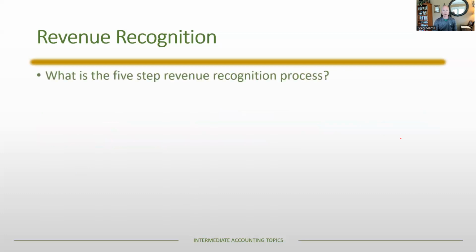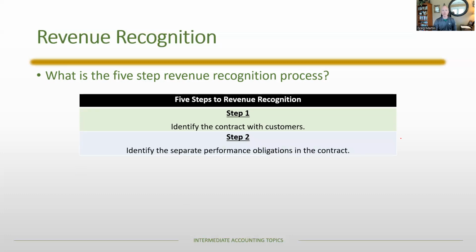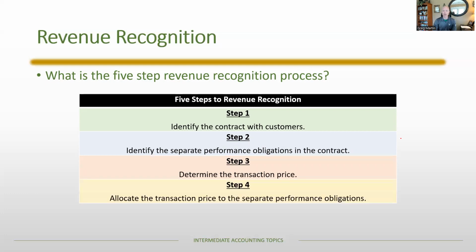Okay, so there are 5 steps in the process. We're going to summarize them here, and then we're going to start going through each piece later on in the lecture. And so first of all, the first step, identify the contract with customers. Second step, identify the separate performance obligations. Third step, determine the transaction price. Fourth step, allocate the transaction price to the performance obligations. And then fifth step, recognize revenue when each performance obligation is satisfied.